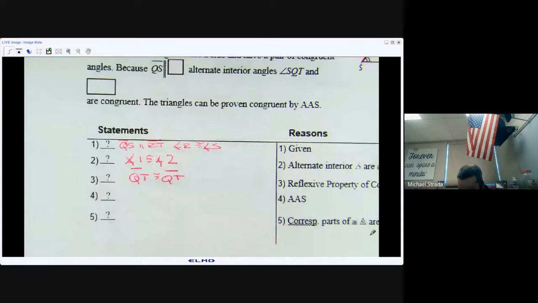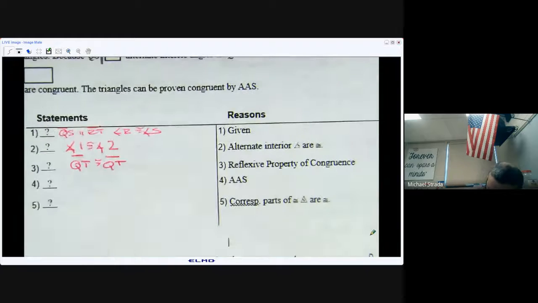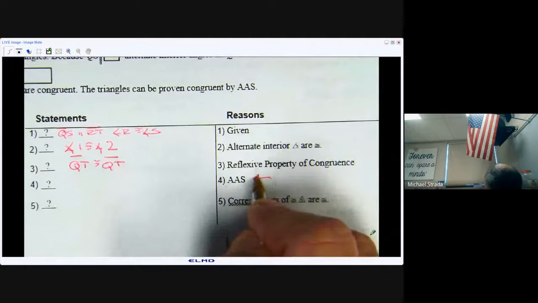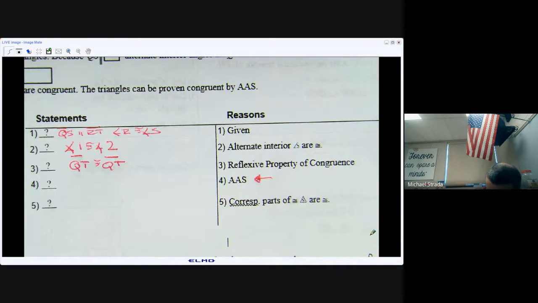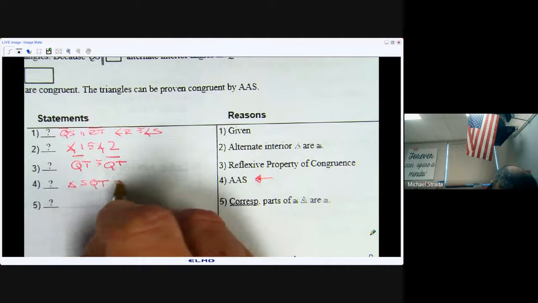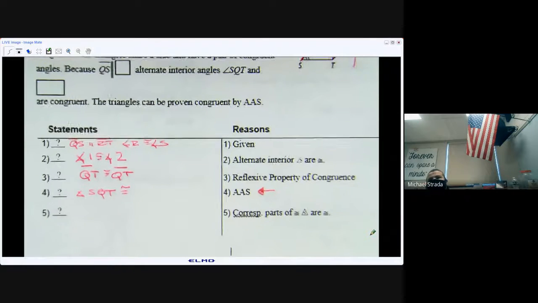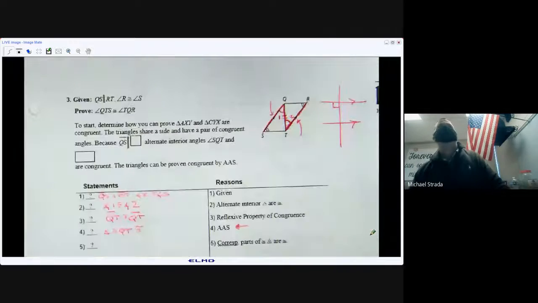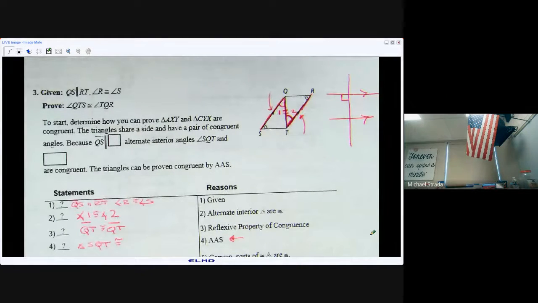All right. So now, angle, side. So we have to list the triangles in order. All right? We have to list the triangles in order. So I'm going to call it triangle SQT is congruent to. Remember, order is important. S has 2, Q has 1, T has 0. I have to follow that same order. 2, 1, 0. So that would be what? R, T, Q.